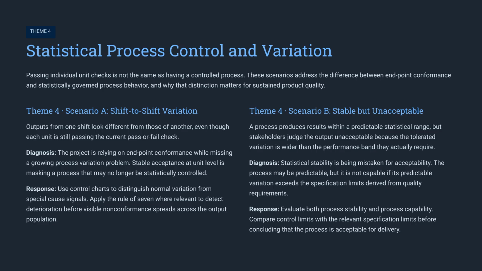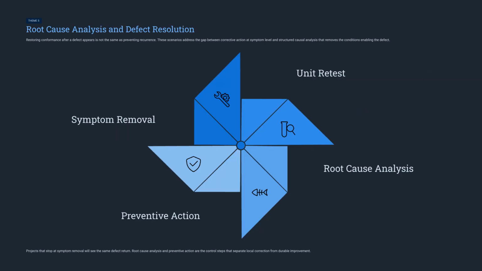Theme 4 explores statistical process control. Simply passing unit-level checks isn't enough to guarantee quality. You must understand the difference between endpoint conformance and statistically stable processes to catch variation before it becomes a widespread quality issue. Finally, Theme 5 distinguishes between symptom removal and true defect resolution. Just fixing a defect isn't enough if the root cause remains. Use structured analysis to identify the conditions enabling the defect and implement preventative actions for long-term improvement.